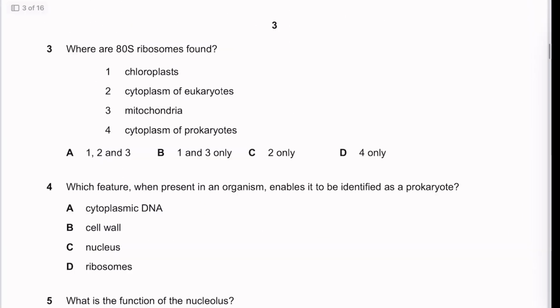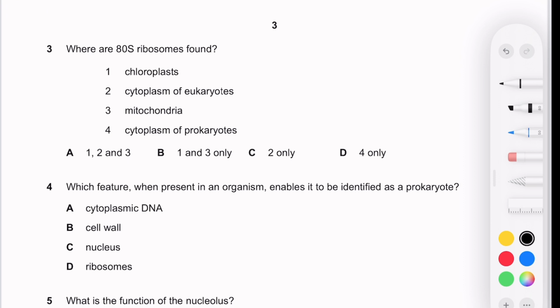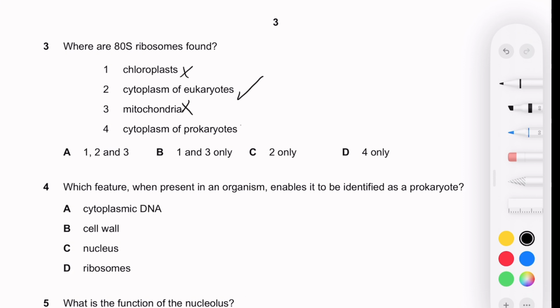Number 3. Where are 80S ribosomes found? 80S ribosomes are not found in chloroplasts. They're found in the cytoplasm of eukaryotes, not in mitochondria, and not in the cytoplasm of prokaryotes. Hence, the answer is 2 only.